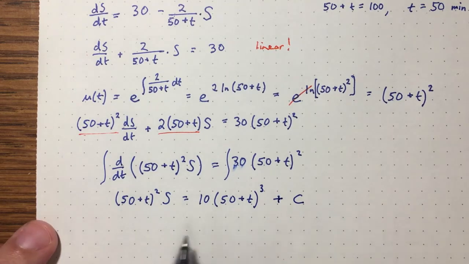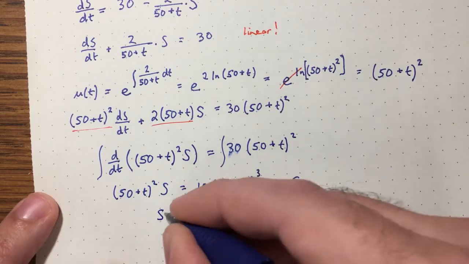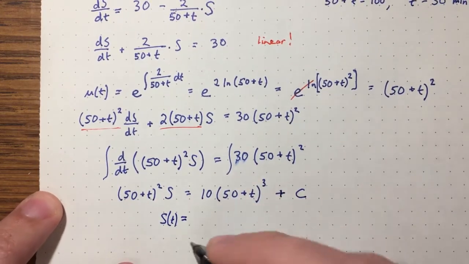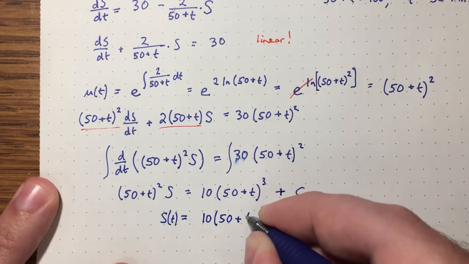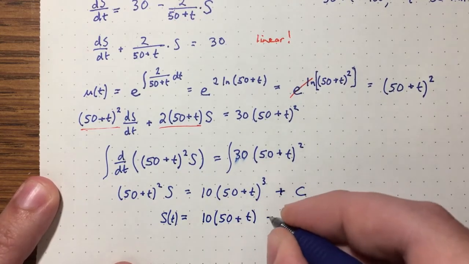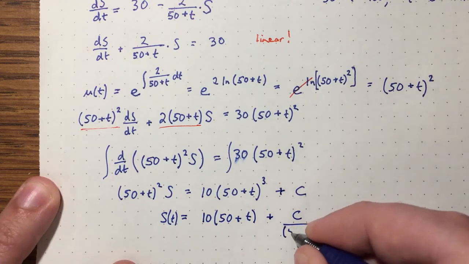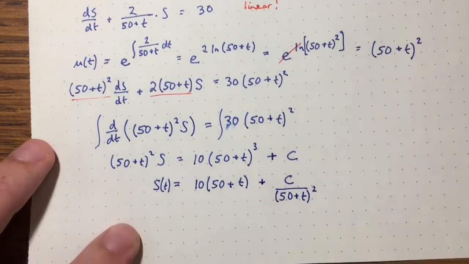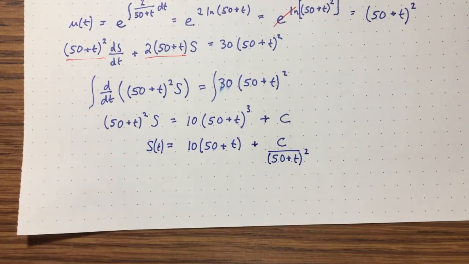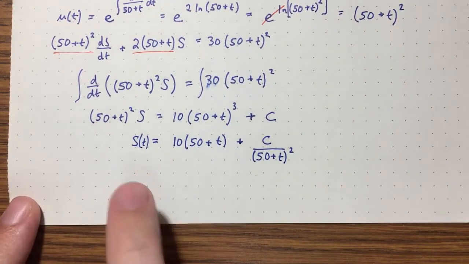Right. Okay, let's solve for s. So what is my function s of t? It's going to be just 10 times 50 plus t, so it's going to look roughly linear in this bit. But now I have a c divided by 50 plus t squared, like this. Okay. So this is my function, s of t.